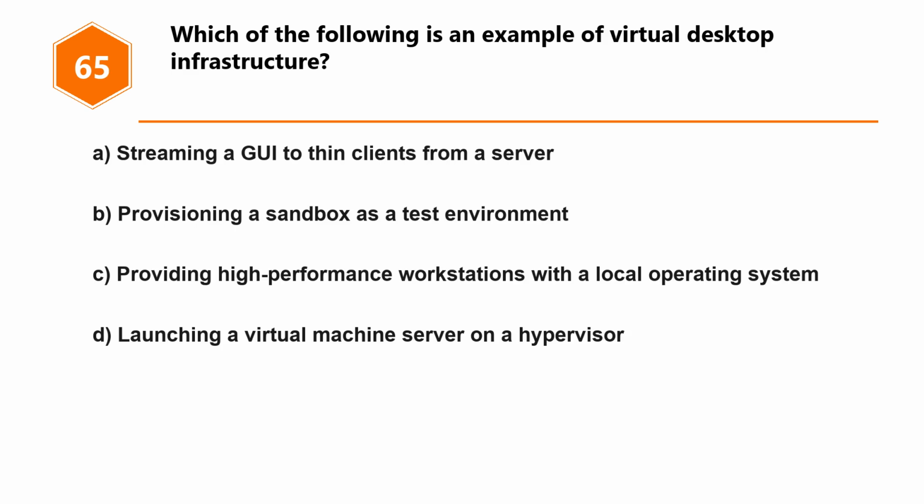Question 65. Which of the following is an example of virtual desktop infrastructure? Option A, streaming a GUI to thin clients from a server. Option B, provisioning a sandbox as a test environment. Option C, providing high-performance workstations with a local operating system. Option D, launching a virtual machine server on a hypervisor. The correct answer is option A, streaming a GUI to thin clients from a server.